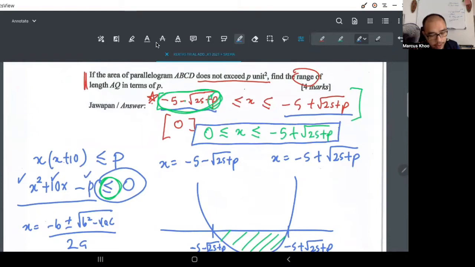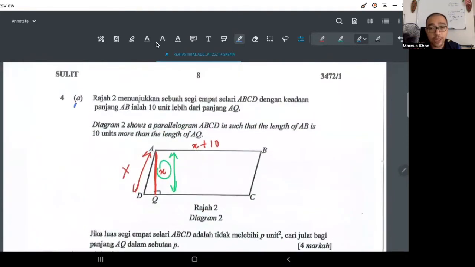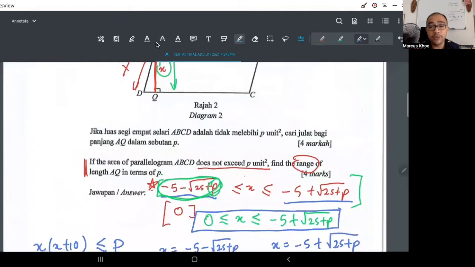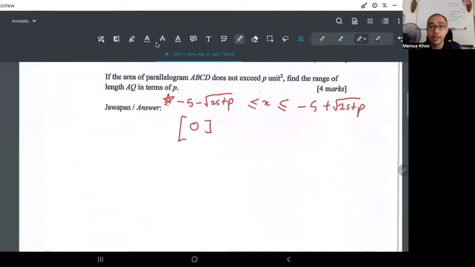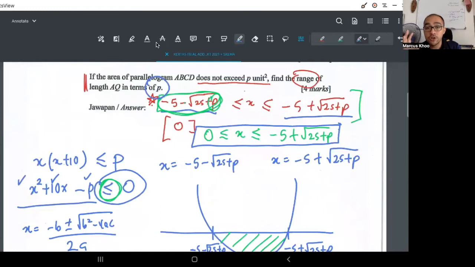Okay, but this question is a little bit strange. Not to say strange. This question is very rarely asked in this form. Because usually when you find the range, all the numbers are given. But this one is find the range in terms of P. That means you want to have the P somewhere in there. Which is a very strange question. But the steps are the same, you know.